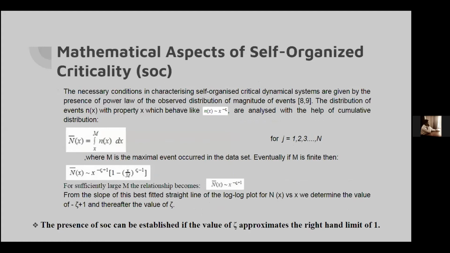This is the mathematics of self-organized criticality. In systems which behave with such cumulative distributional properties, we use this algorithm. It's a very easy algorithm, and it can even be done in MS Excel. It's very easy to compute. So we take this approach for calculating if at all a dynamical system, for example, one-dimensional time series data, shows properties of self-organized criticality in itself. The mandatory aspect is that the presence of self-organized criticality can be established if the value of zeta approximates the right-hand limit of 1. So we consider the values in between 1 to 1.1, like that.